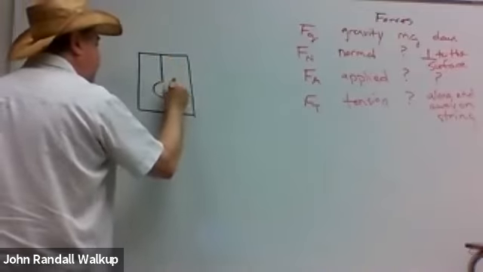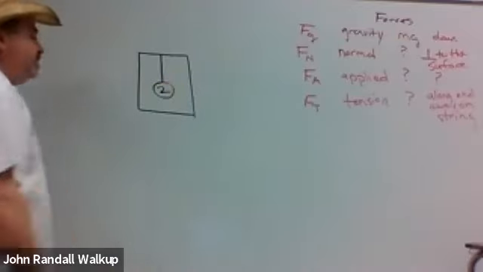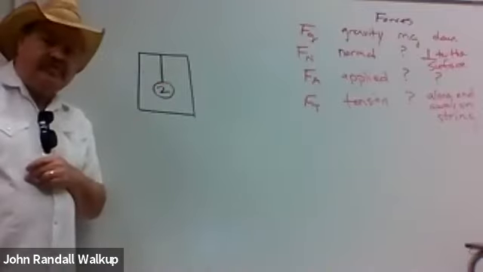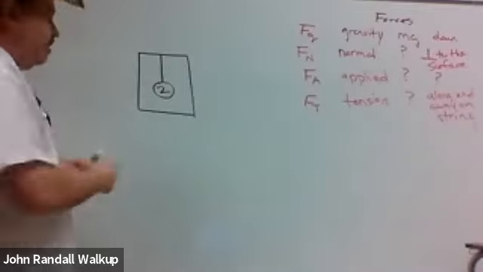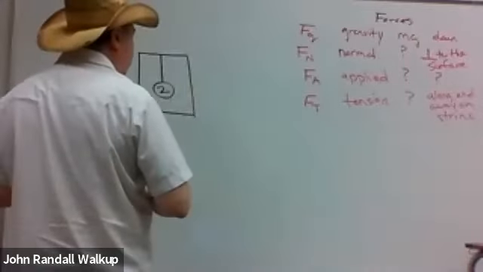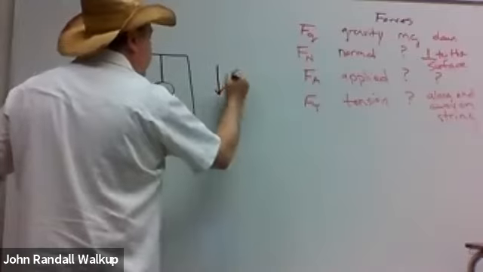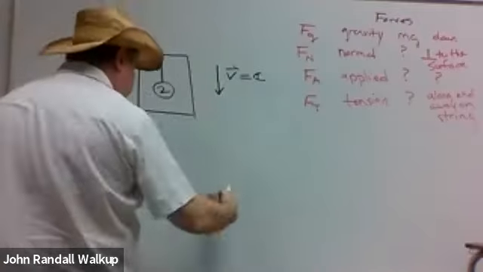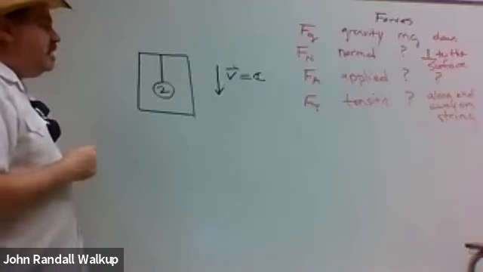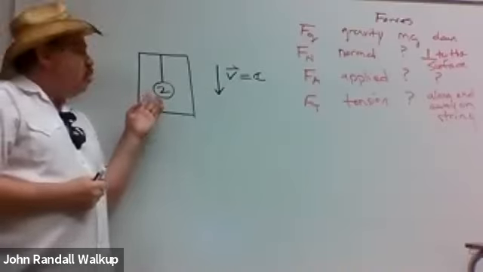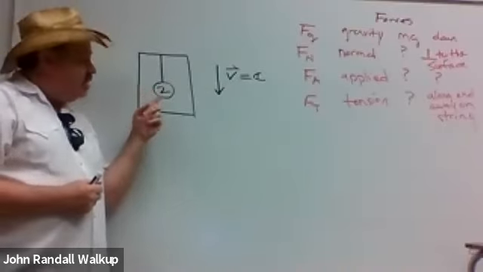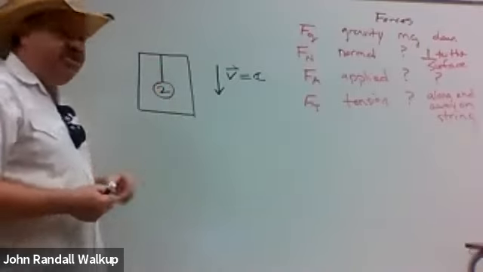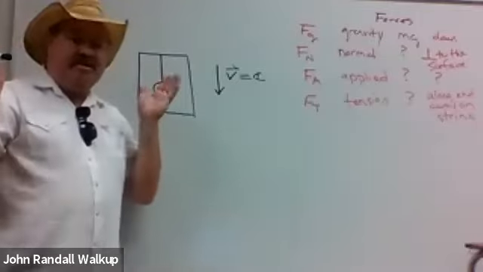is a mass of 2 kilograms. This is a string, and the elevator is dropping down at a constant velocity. So let's just write this. And the question is, what's the tension in the string? Now this 2 is 2 kilograms, it's the mass, okay? What is the tension in the string? They go, oh my God, I don't know what to do.